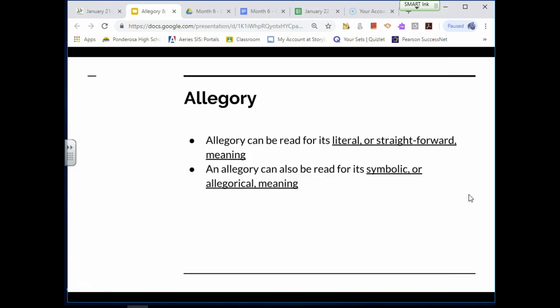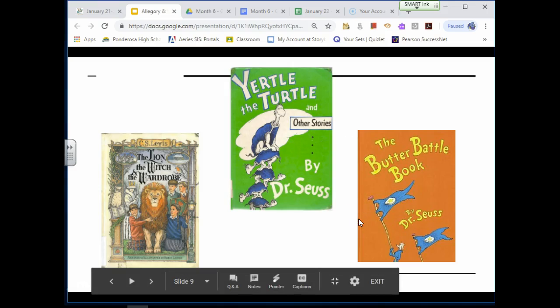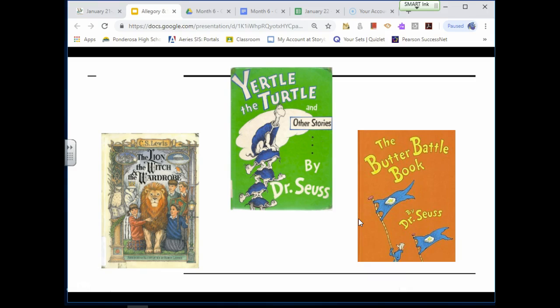Okay. An allegory can be read for its literal meaning and then the symbolic meaning. We talked about that. All right. The Lion, the Witch, and the Wardrobe. Every detail is representative of a literal storyline, and then it also represents the biblical storyline of Jesus' execution. Okay? So there's two meanings. Now, Yertle the Turtle, does anyone read that?